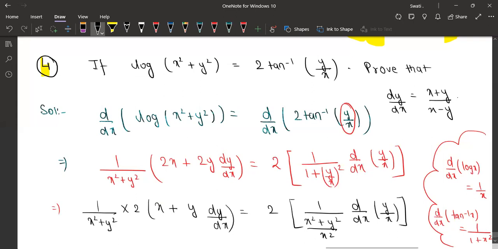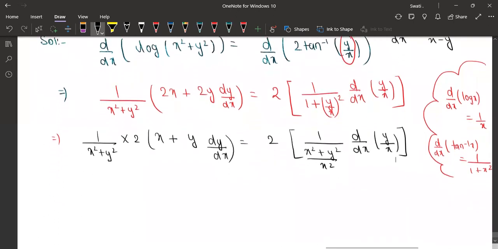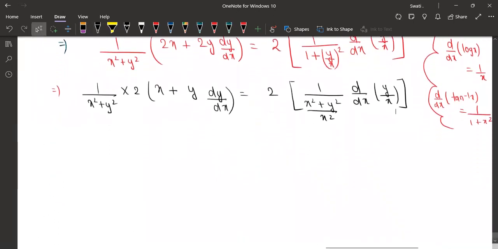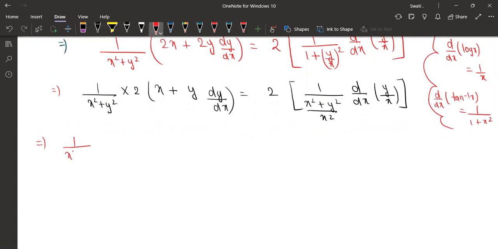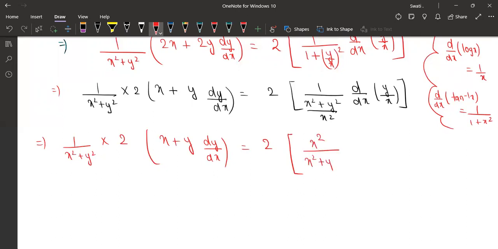So let's move to the next step now. What do we have to do? On the left hand side, we can't do anything else, so we will just write that as it is: 1 over (x square plus y square) times 2 and then (x plus y dy/dx), right? Is equal to 2. Here, of course, it is 1 divided by (x square plus y square) upon x square, so this x square that you can see in the denominator will go in the numerator. It will become x square upon (x square plus y square), and this is d/dx of y over x.